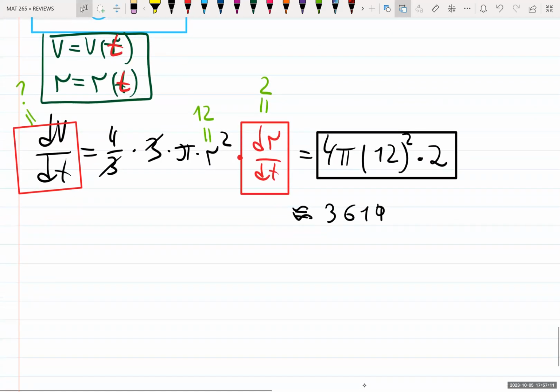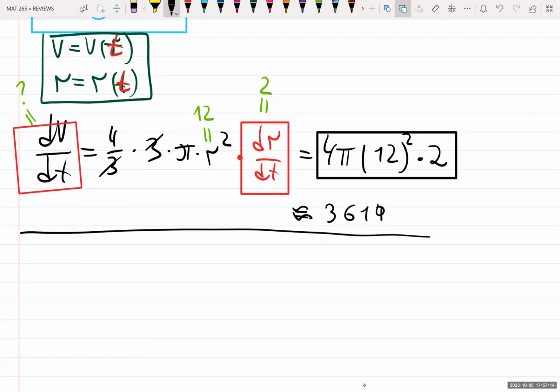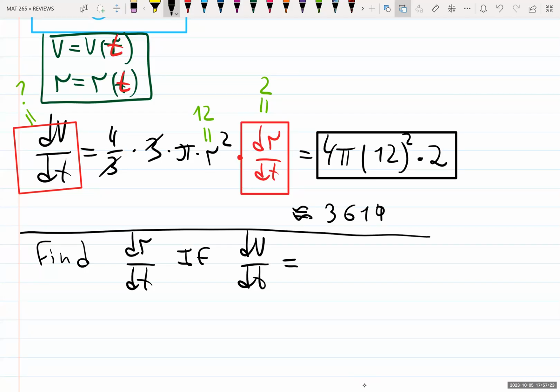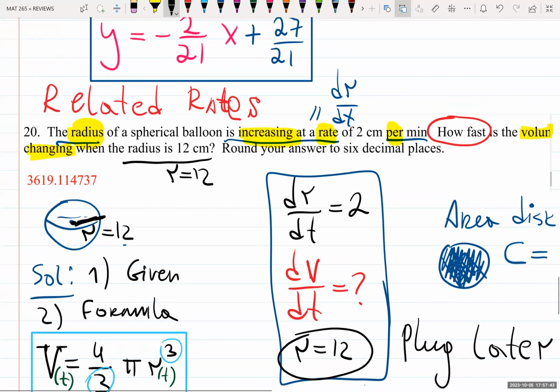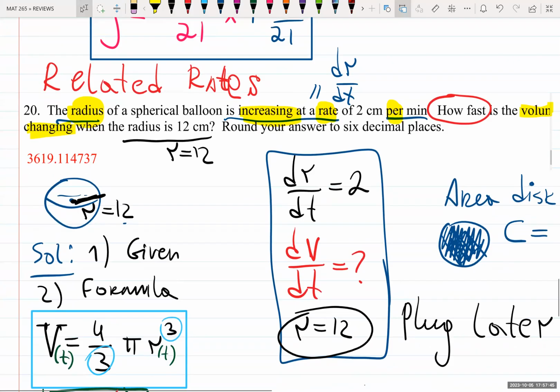Review both cases. So find dr/dt if dV/dt equals 5,000. Now I just want you to practice that. How about that? And how would you write it down? How would you read it? Find how fast the radius is increasing if the volume is increasing 5,000 centimeters cubed per minute.